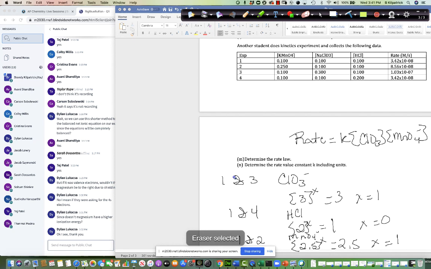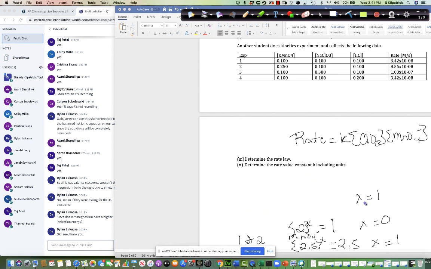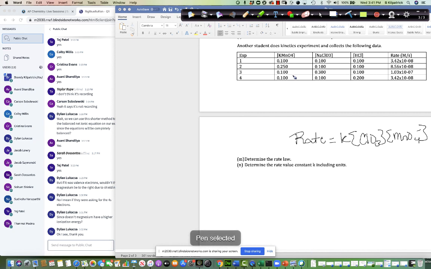So I'm going to erase all this. So you have your rate law now. Just pick any experiment and then plug in the numbers. And then that's going to give you the value of K. So I like the first one because it's all 0.1. So the rate is 3.42 times 10 to the negative 8. That's equal to little k. That's what we're solving for here.